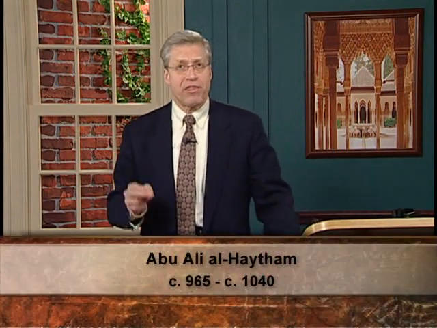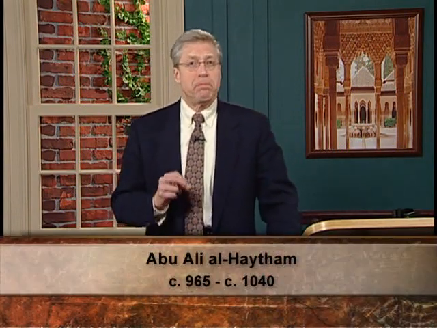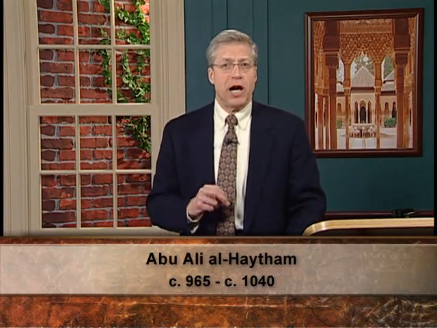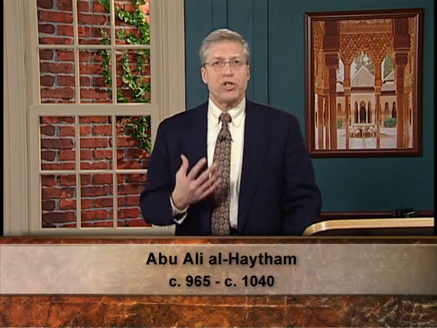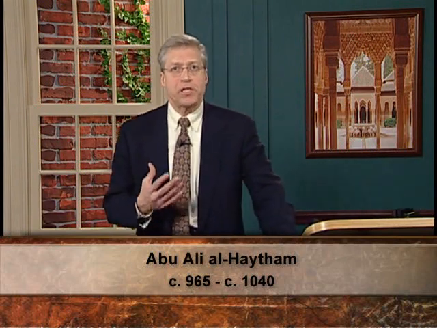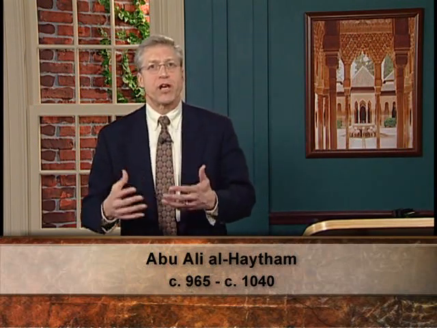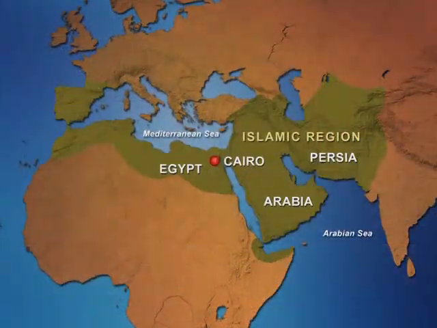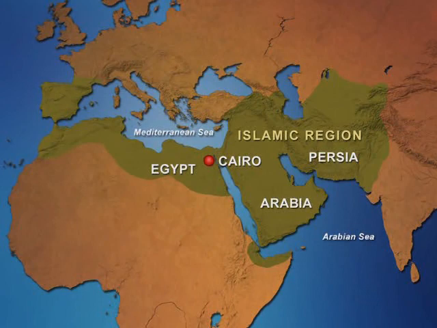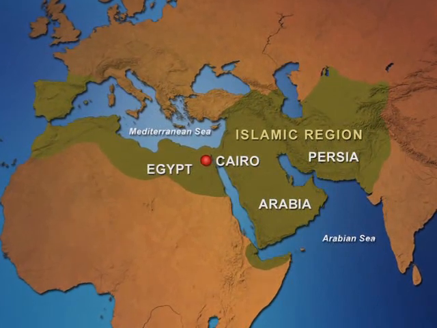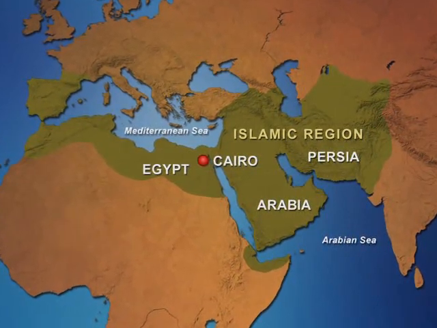One of the most interesting mathematicians from the Islamic world was Abu Ali al-Haytham, born in Basra sometime around 965 AD. Al-Haytham was an engineer, and he made his reputation in Basra in southern Iraq early in his career. And then sometime around the year 1000, he was enticed to come to Cairo.